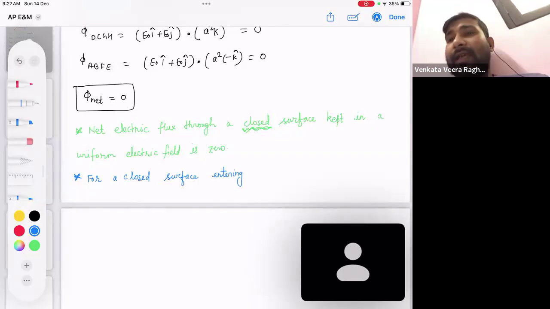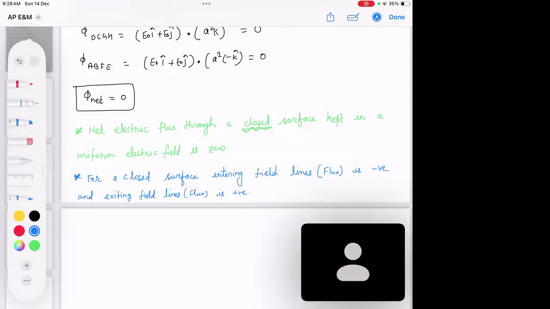Entering field lines, or you call it entering flux, is negative. And what about the exiting flux? Exiting field lines, or you can call it exiting flux, is the positive. Are these 2 points clear? Please tell me. Yes, sir.